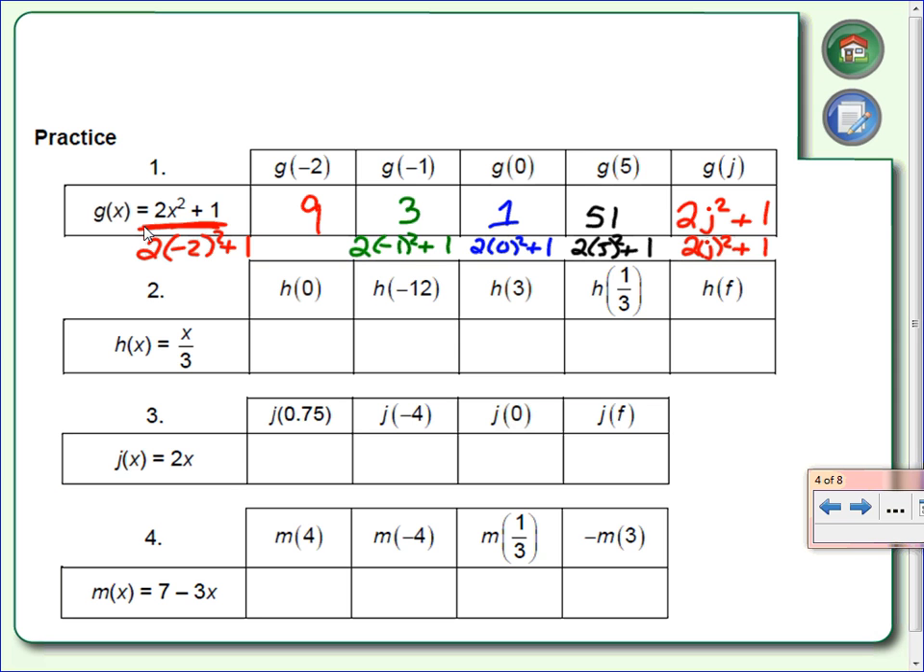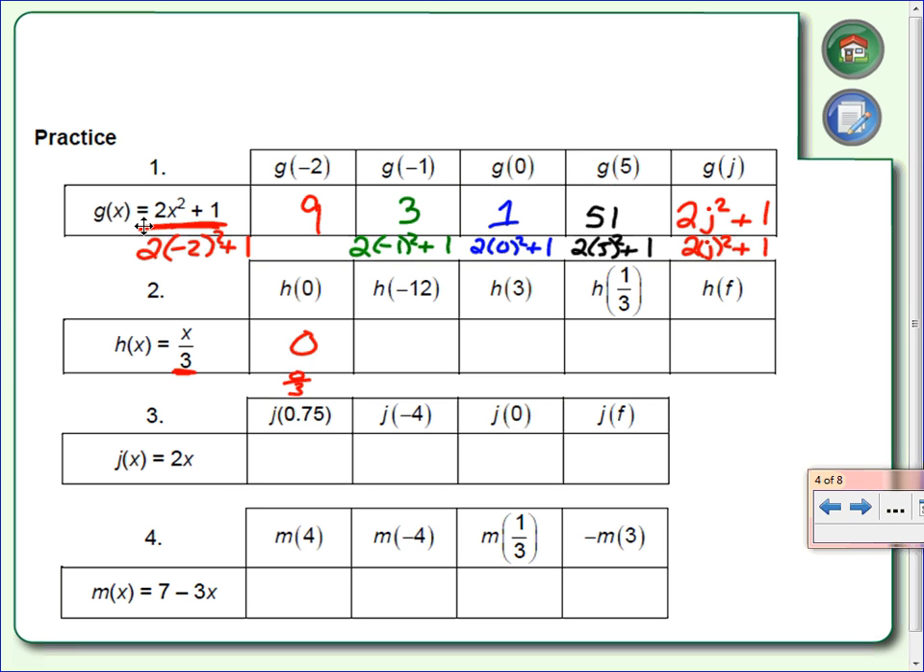Now, the next one, number 2, notice the rule has changed. Now instead of 2x squared plus 1, what we're working with is x divided by 3. So let's find this first one here, h of 0. I'm replacing my x with a 0. So the question is, what is 0 divided by 3? 0. So your first answer is 0.